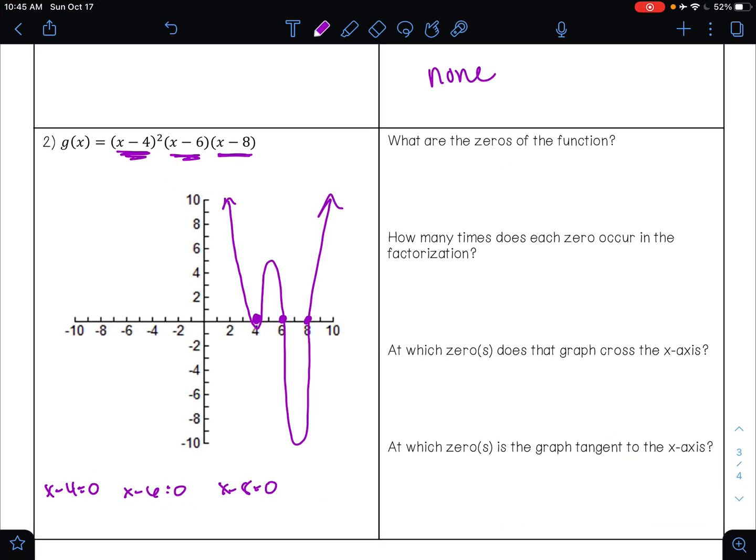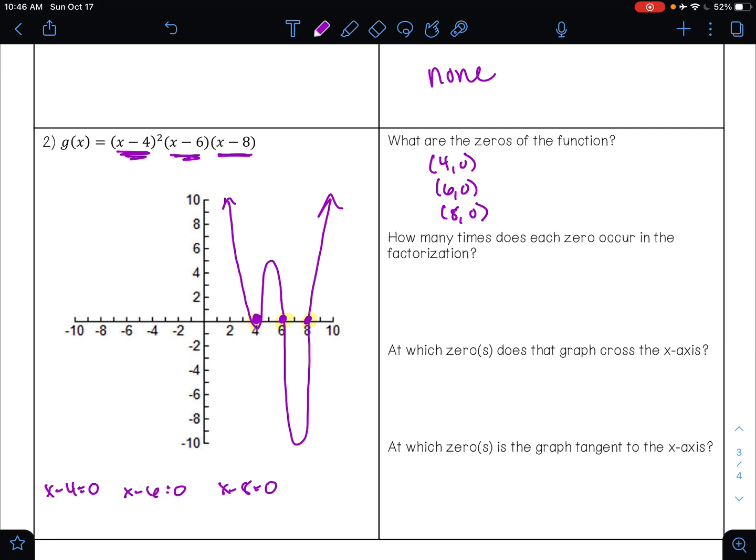So, what are the zeros of the function? Well, those zeros are these things right here, 4, 6, and 8. So those are (4, 0), (6, 0), and (8, 0).